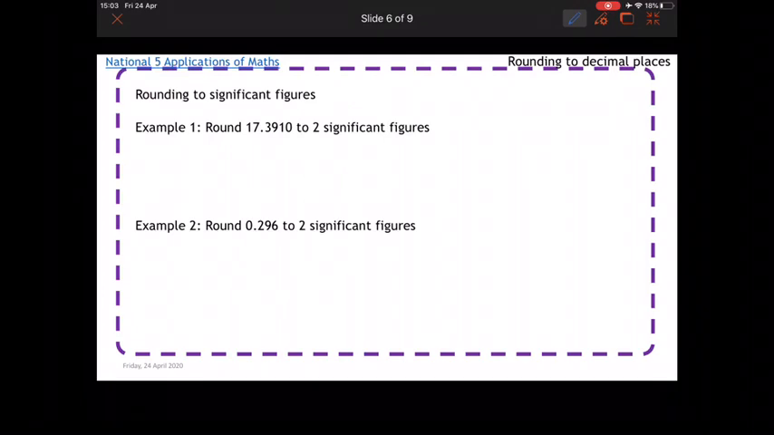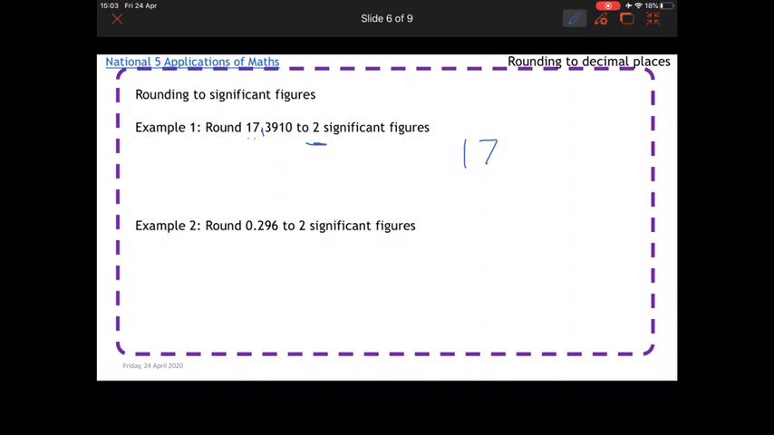Okay, so looking at these examples here, we're going to start counting from the 1. So we're looking for two significant figures. So you go 1, 2. So we're going to round in between the 7 and the 3. So that 3 is not above 5. So the number in front stays the same. So the answer to that one is just 17. Okay.